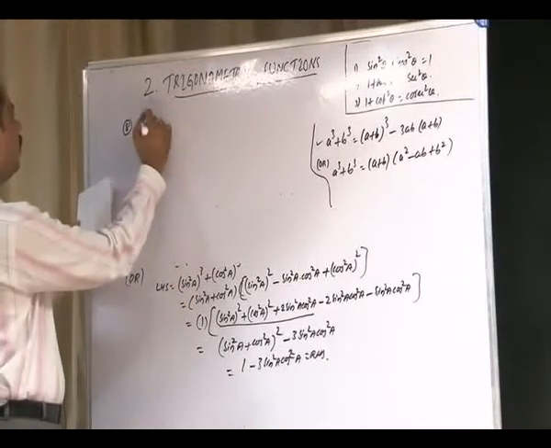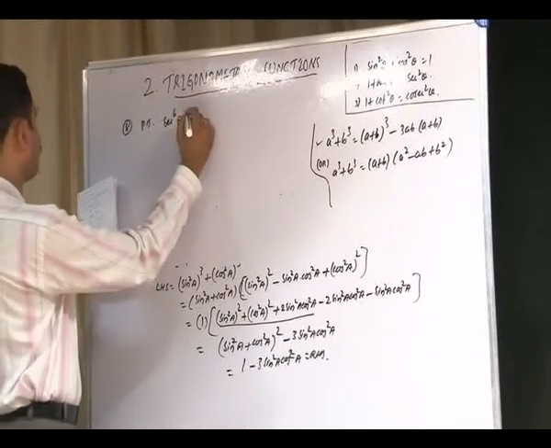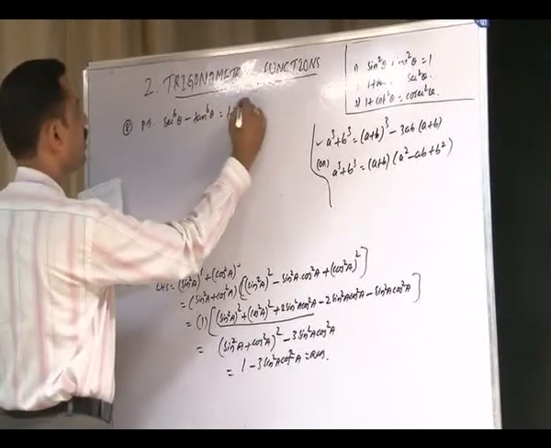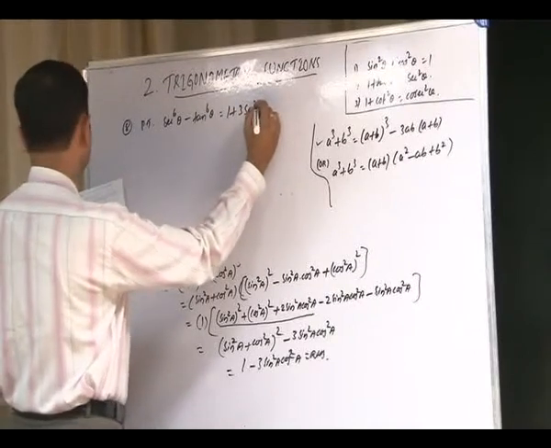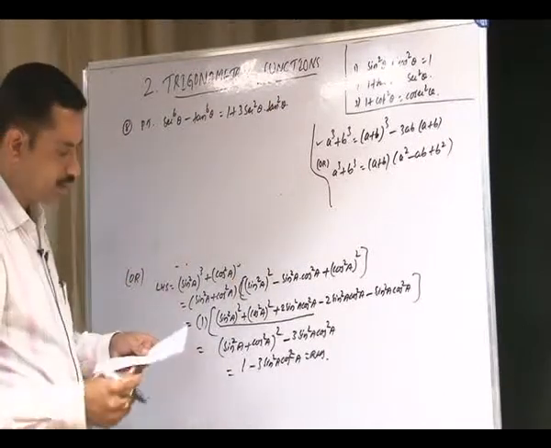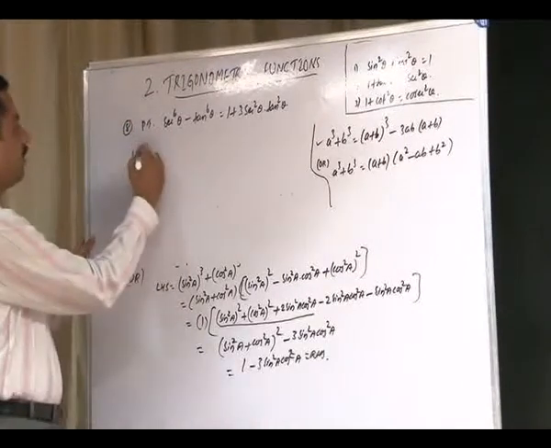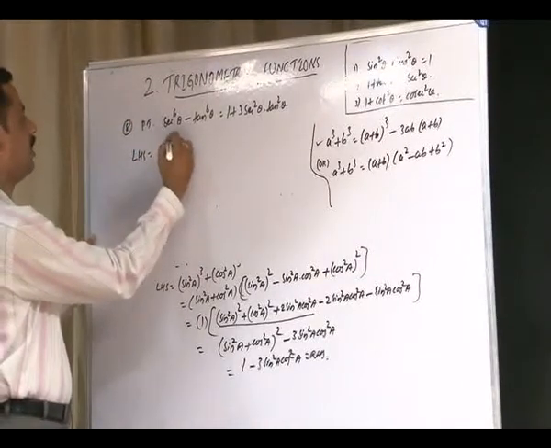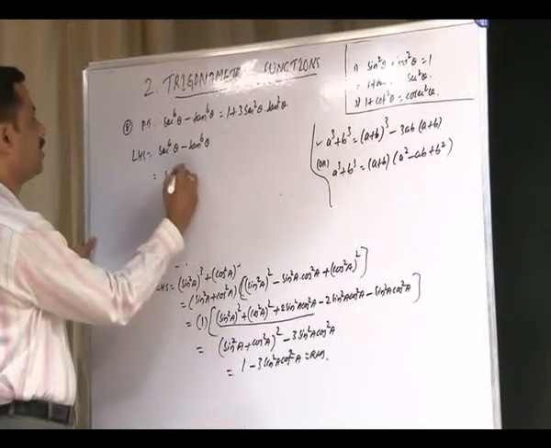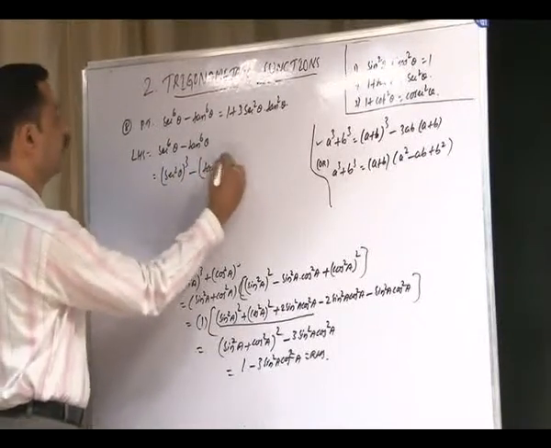8th one. Prove that secant to the power 6 theta minus tan to the power 6 theta is equal to 1 plus 3 into secant square theta into tan square theta. Same type. So here left hand side is equal to secant to the power 6 theta minus tan to the power 6 theta. This can be written as secant square theta whole cube minus tan square theta whole cube.